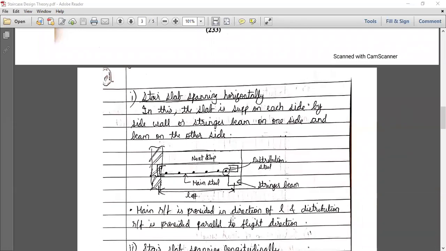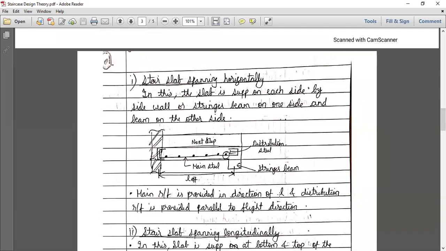Yes, sir. So in this case, the effective span L will be from the center of this support to the center of this beam. And this dot is nothing but the distribution steel. So in this, the slab is supported on each side by side walls or beams on one side and beam on the other side. So basically the support condition will be like this. Then main reinforcement is provided in this direction and distribution is provided parallel to the flight. So you have to understand these terms. Parallel to the flight means along the length of the flight.